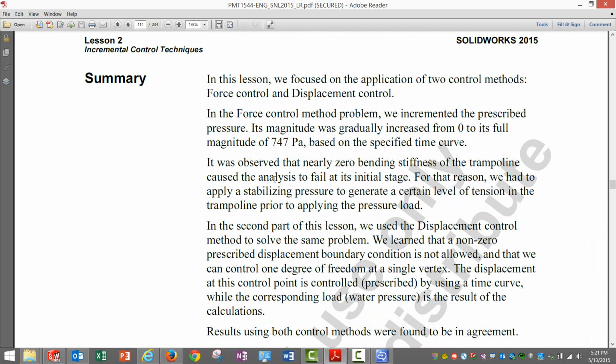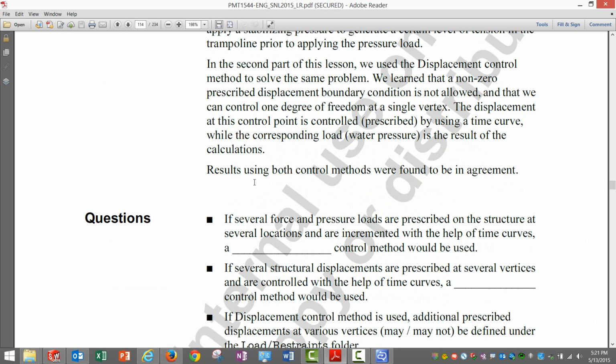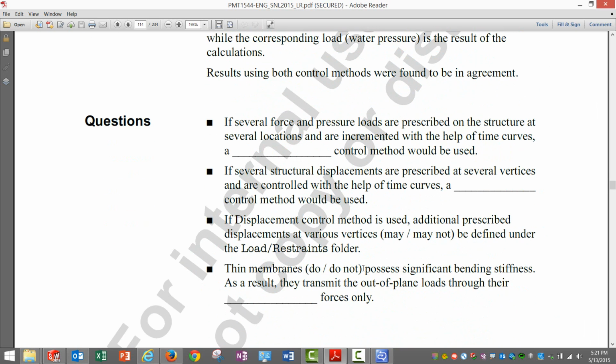As you saw, we used these 2 algorithms of force control and displacement control. Force control is also called controlling the loads, and displacement control is more towards controlling the results. We are using these 2 algorithms to control the convergence of a solution, and we saw how effectively they can be used to our advantage. Okay, so this is it.